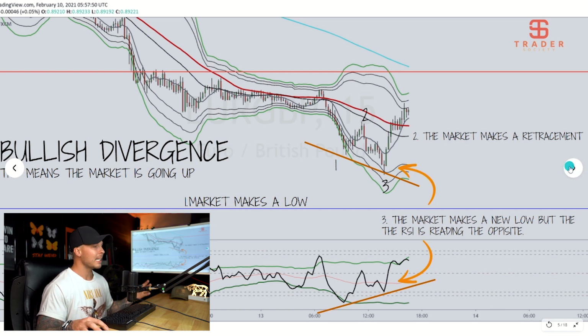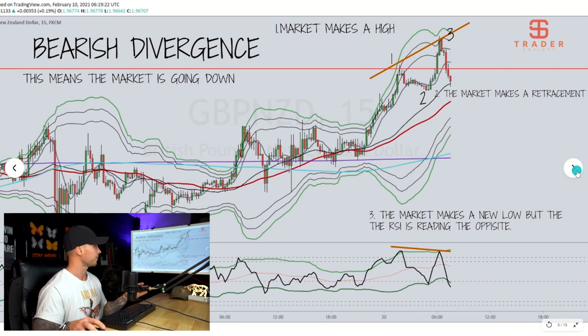Now, how we can read this is as divergence. As you can see, price is clearly lower than right here, but on our RSI, it is higher than right here, okay? So it doesn't line up. That's indicating that it's divergent, and price is going to reverse off that divergence right there.